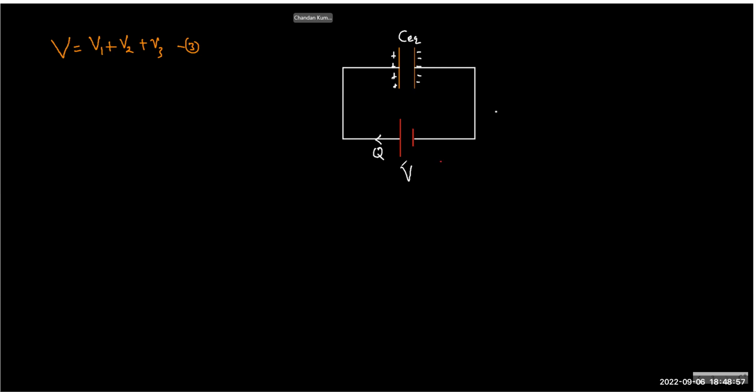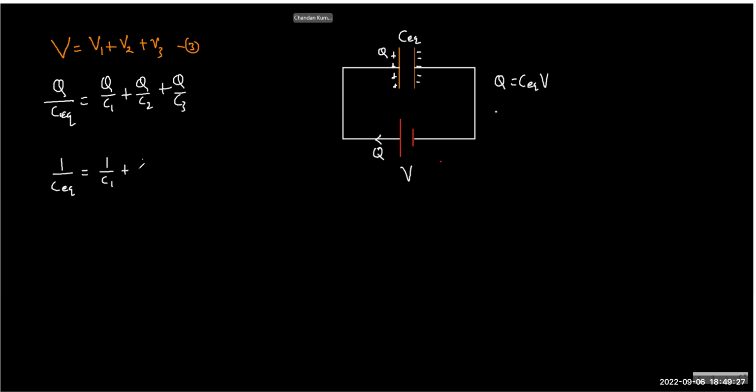So in this case, this entire charge Q will be deposited here, and this Q we can write as C equivalent into V. That is the whole thing. And now we can substitute V as Q by C equivalent, and V1 as Q by C1, V2 as Q by C2, V3 as Q by C3, and we are done. So 1 by C equivalent is 1 by C1.